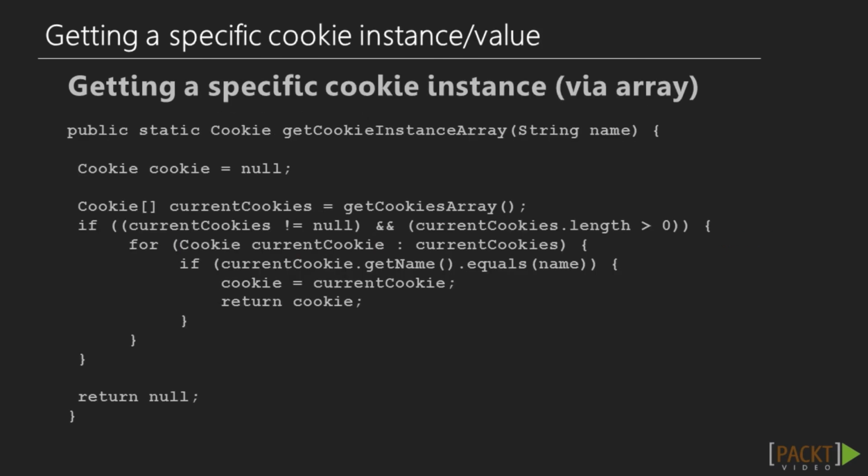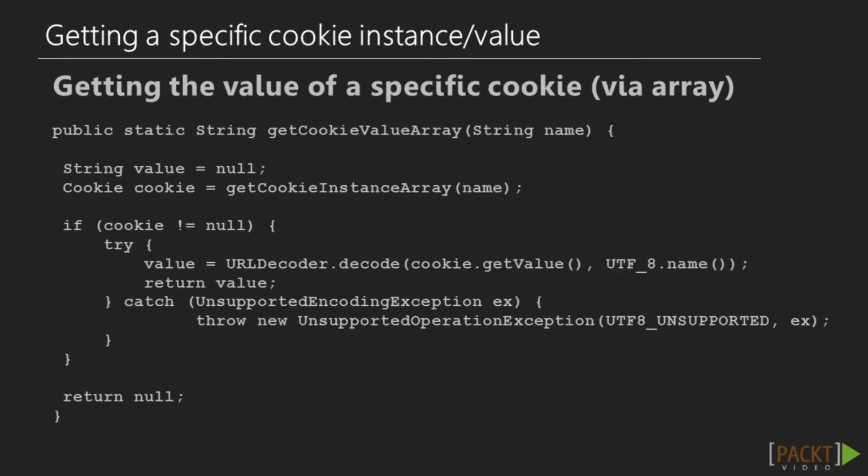Now let's see how we can get a specific cookie. In this example, we wrote a helper method that returns the cookie instance that corresponds to the passed name. Basically, this helper method loops the array of currently available cookies and tries to find a cookie with the same name as the one passed here as an argument.